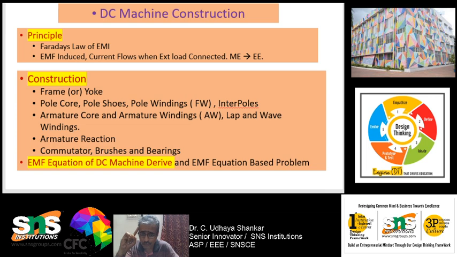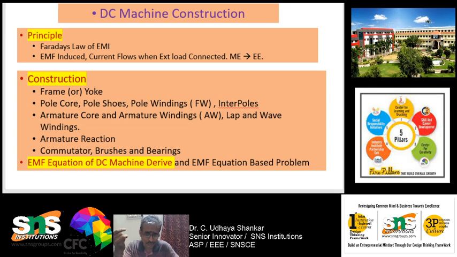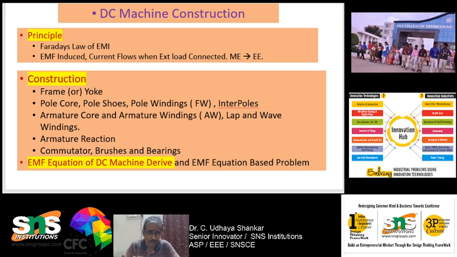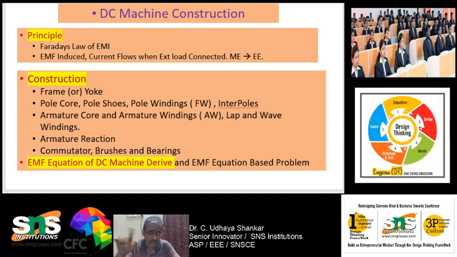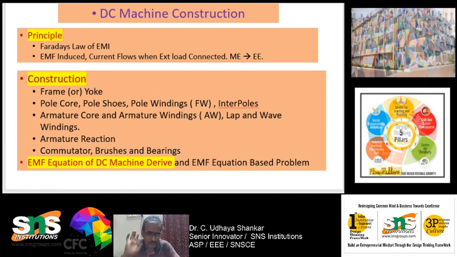If you have only one conductor, only a very small amount of EMF is generated. The mechanical energy is what? I am just moving the conductor in a magnetic field. That is the mechanical energy I give. That has been converted to electrical energy by inducing an EMF in the conductor. If I connect an external load, the conductor will deliver current to that external load. So the mechanical energy is converted to electrical energy in the case of the generator.